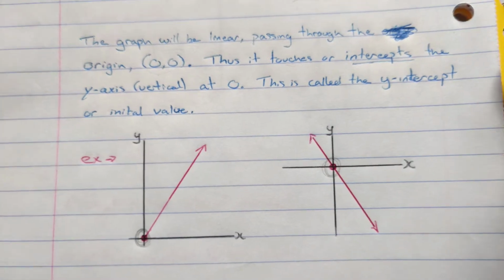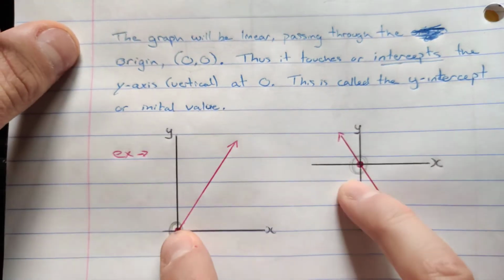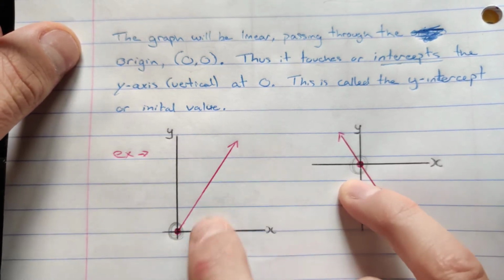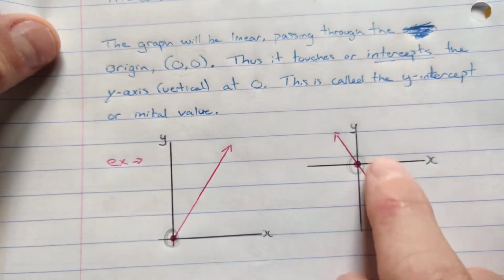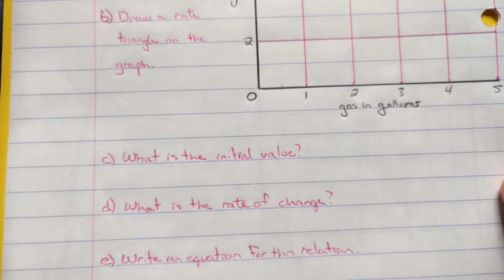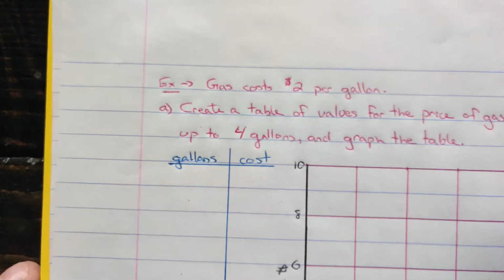So that's our direct variation again. y equals mx, a linear graph crossing through 0. You'll have graphs looking like this, be it increasing or decreasing. To do some example work with that, here's a problem we can work through.